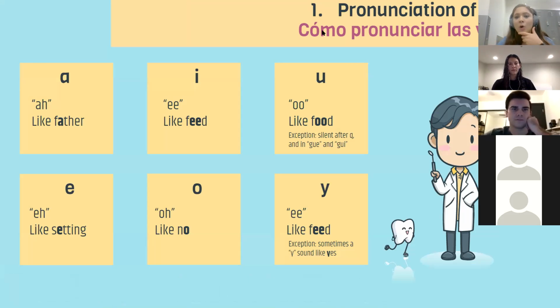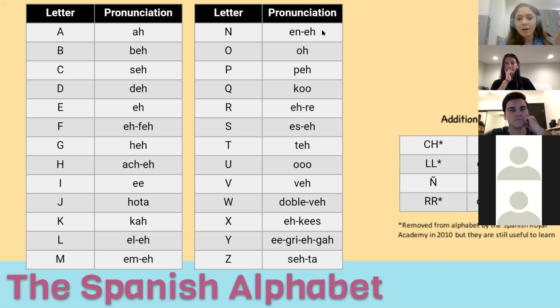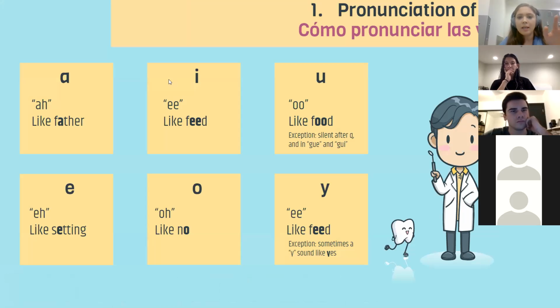Now let's go over the pronunciation of the vowels. So these are the names for each letter. Now we're going to go over how it's supposed to sound once you have it in a sentence. And so for A, it's going to be the same way, A. Exactly, and it sounds the same as father. That's the way you can remember: the A in father is the same as in Spanish.